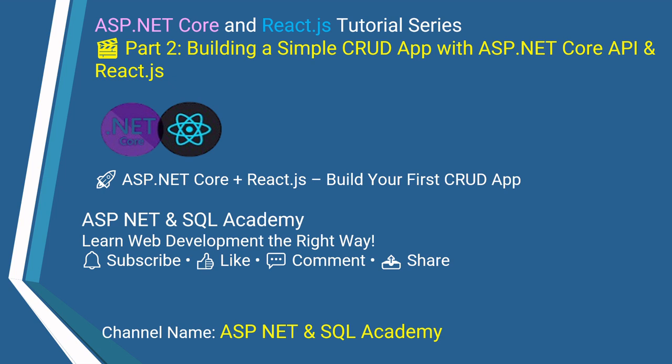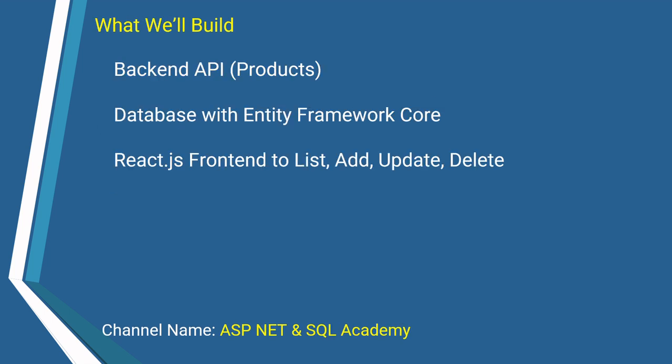In this video, we will go one step further and build a simple CRUD application using ASP.NET Core for the backend and React.js for the front end. We will create a small products module where users can view a list, add new products, update them, and delete them.